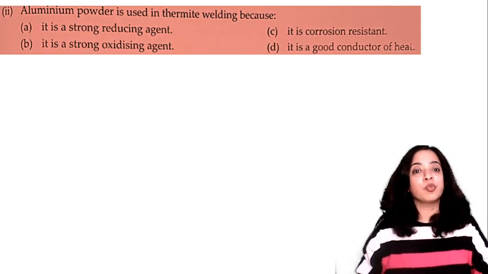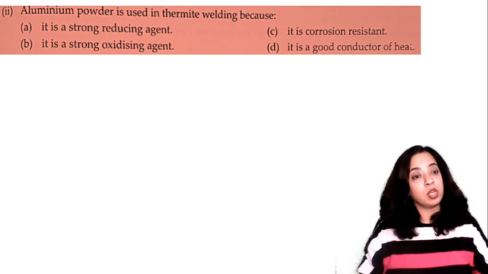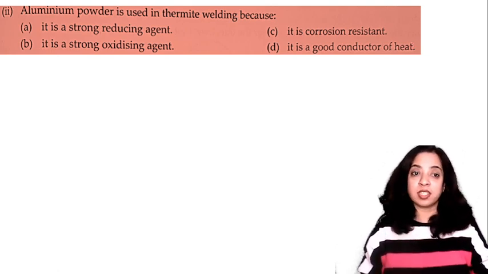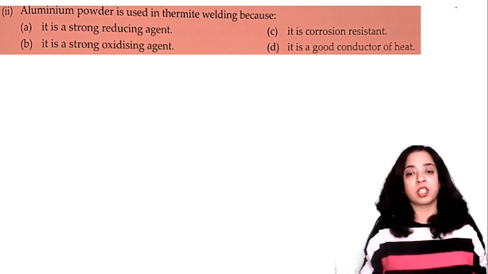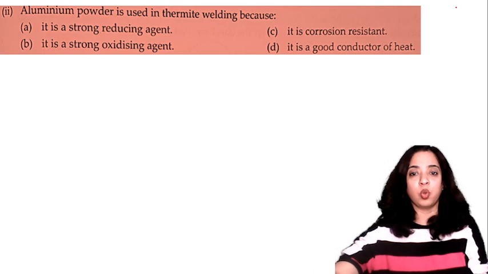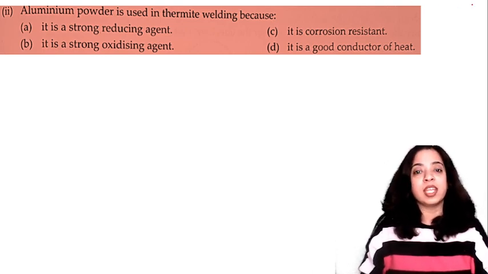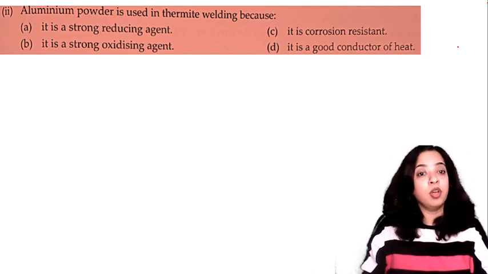Aluminium powder is used in thermite welding because, why is aluminium powder used in thermite welding? Is it because it is a strong reducing agent, or it is a strong oxidizing agent, it is corrosion resistant, or it is good conductor of heat? So the answer is because it is a strong reducing agent. Okay, the answer is this.